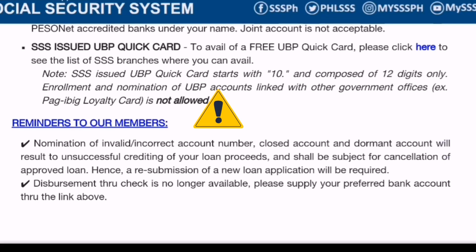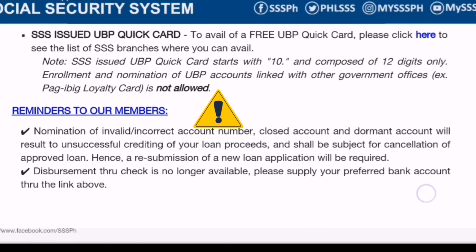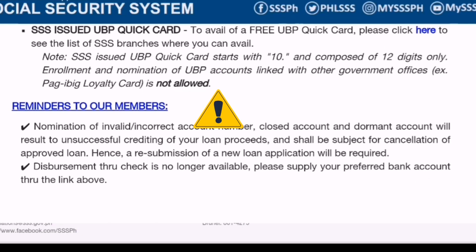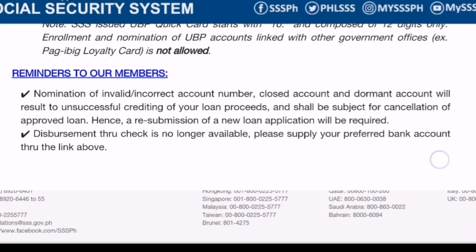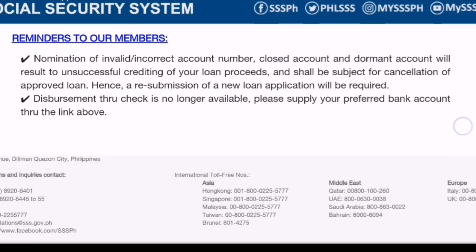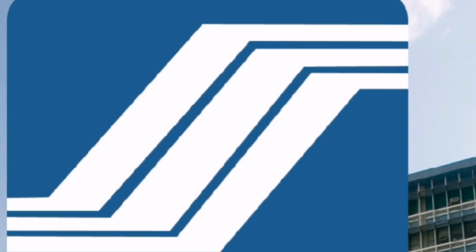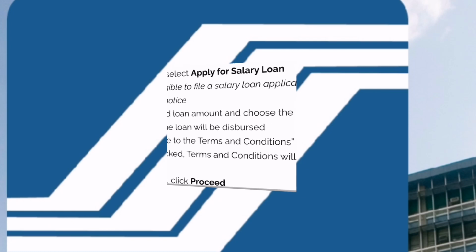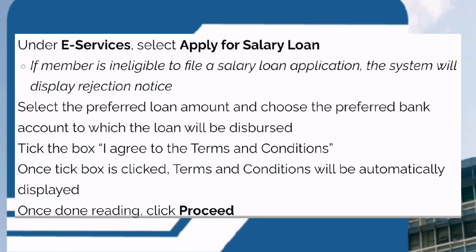Reminder to SSS members: nomination of an invalid or incorrect account number, closed account, or dormant account will result in unsuccessful crediting of your loan proceeds and shall be subject to cancellation of the approved loan. Hence, a resubmission of a new loan application will be required. Disbursement through check is no longer available. Please supply your preferred bank account through the link above. Once the disbursement enrollment is approved, you can proceed to apply for the SSS salary loan.